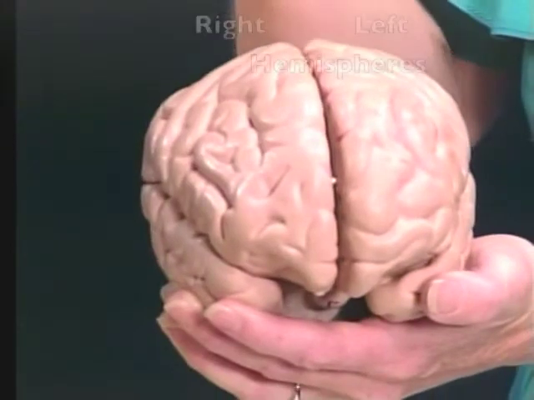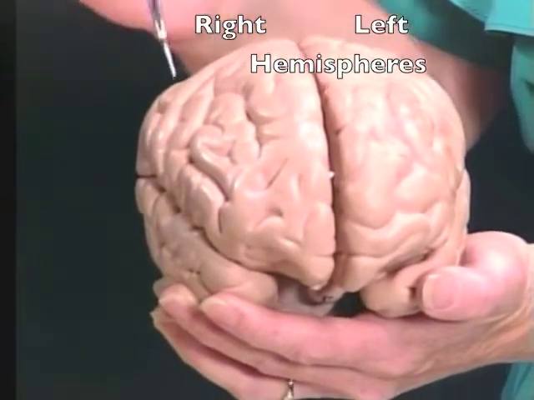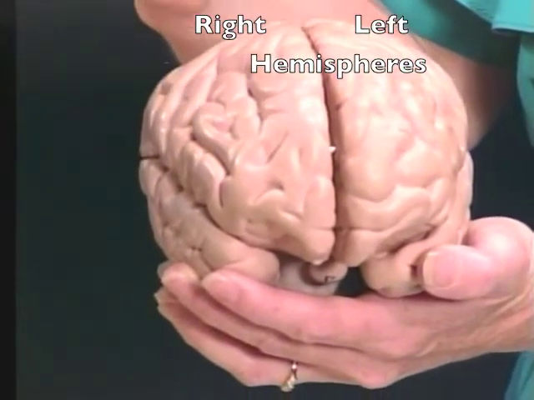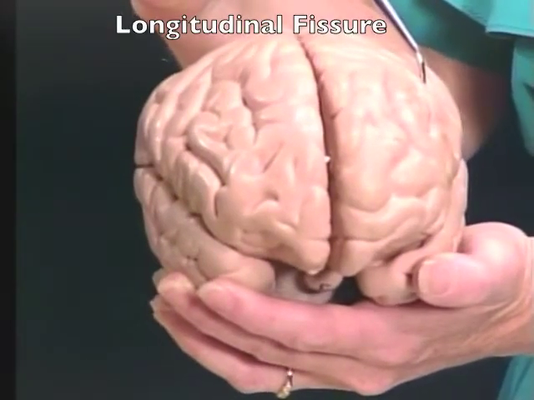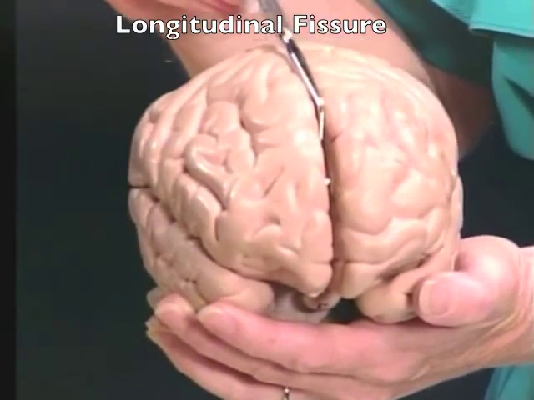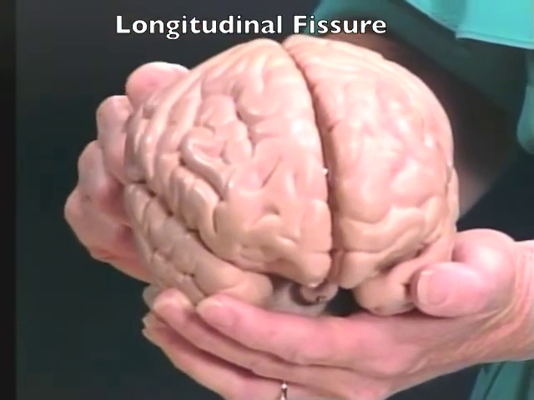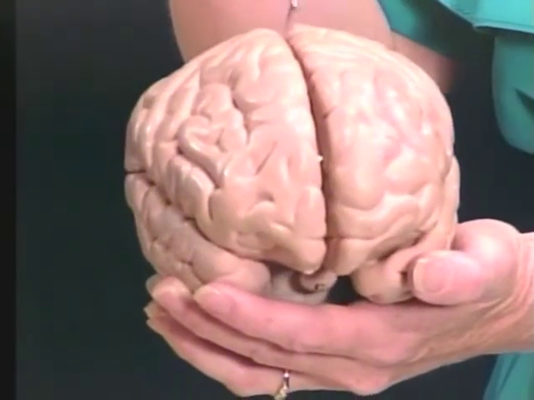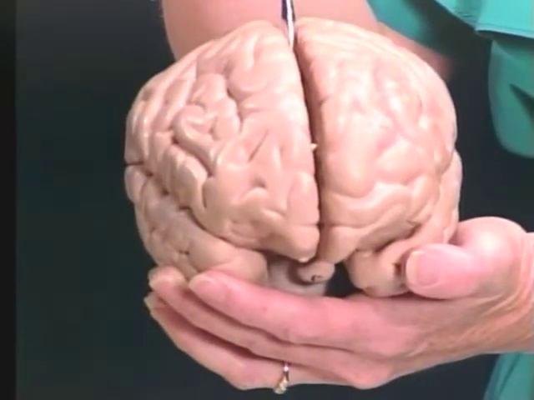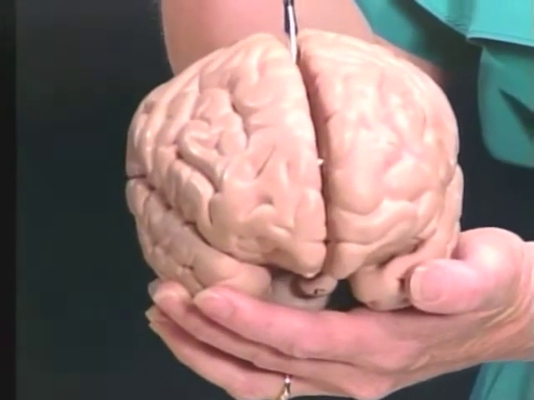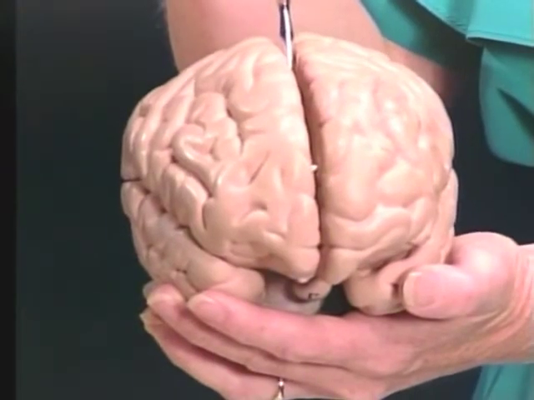The cerebrum is composed of two hemispheres, the right hemisphere and the left hemisphere. The two halves of the brain are separated by a deep crevice called the longitudinal fissure. The fissure goes down to an internal structure called the corpus callosum, which we will identify shortly.